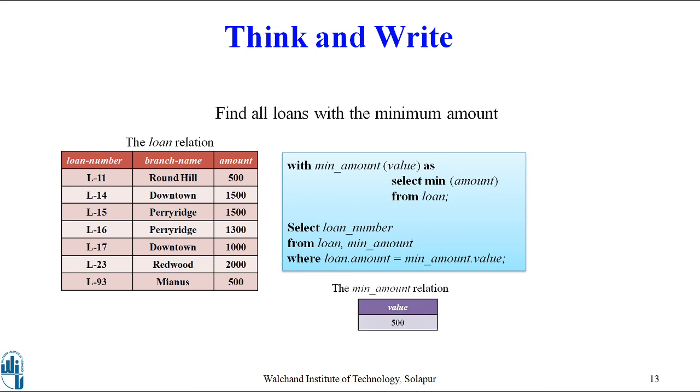The minimum amount relation is the result of the subquery written using the with clause, which finds the minimum loan amount value. The resulting relation is the result of the select from where clause, which gives the loan numbers L11 and L93 with the minimum amount for the given relation loan.